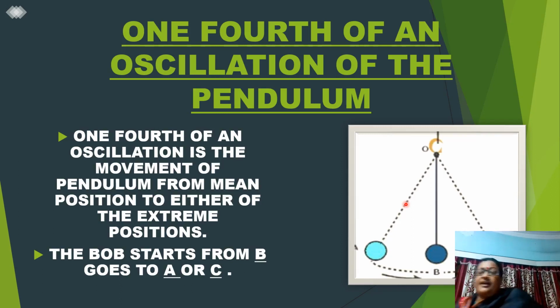Now in this figure again that is being shown here, A, B and C, three positions are here. Now B is the mean, A and C are the extremes. So again with the help of this figure, let's understand one oscillation. A to C, C to A, one oscillation. Half an oscillation, A to C. 1/4 of an oscillation, A to B.